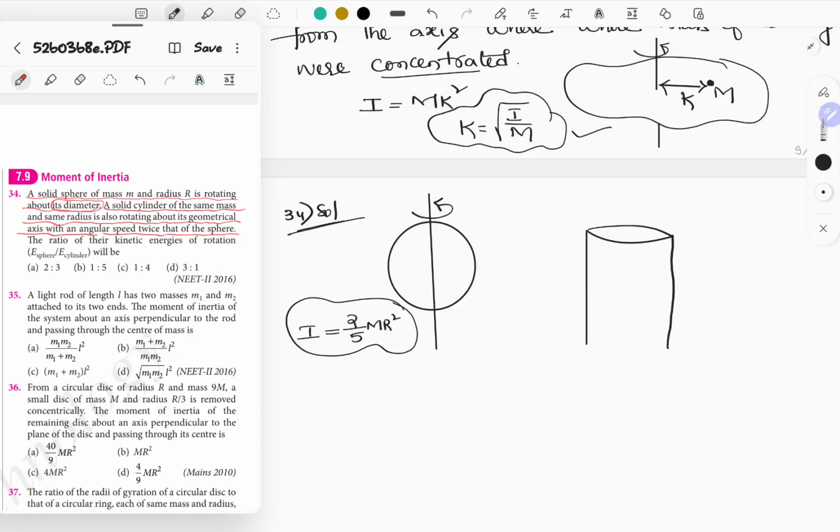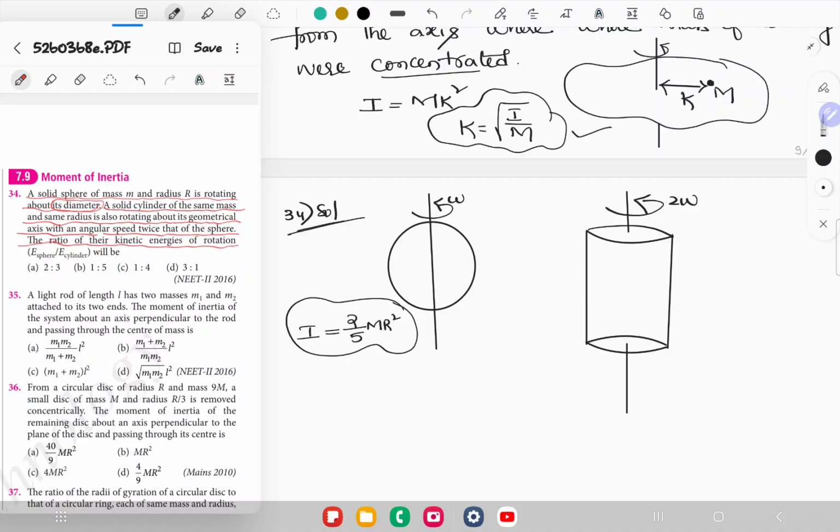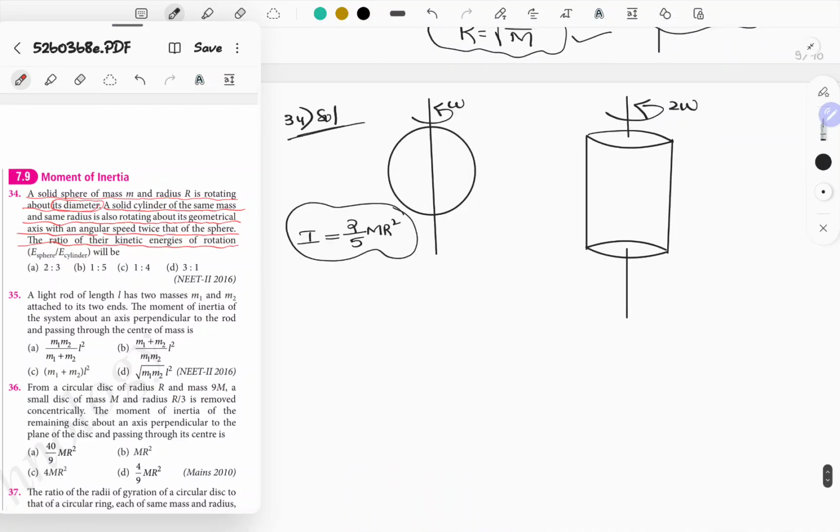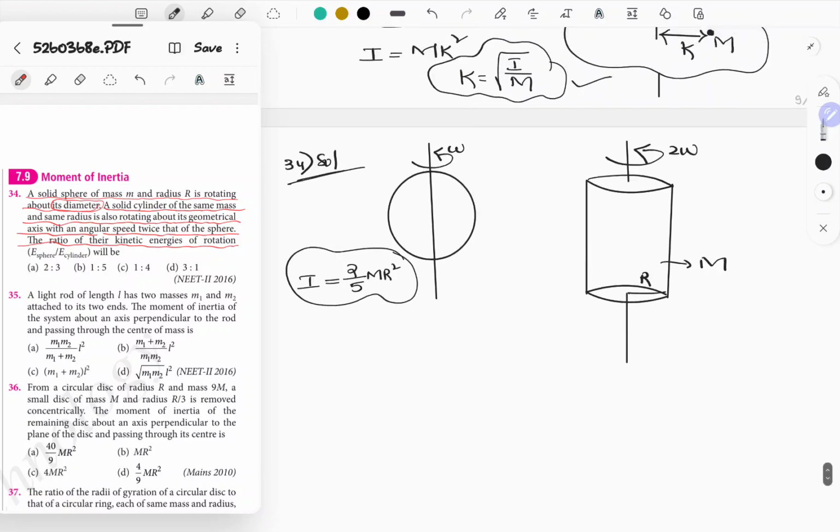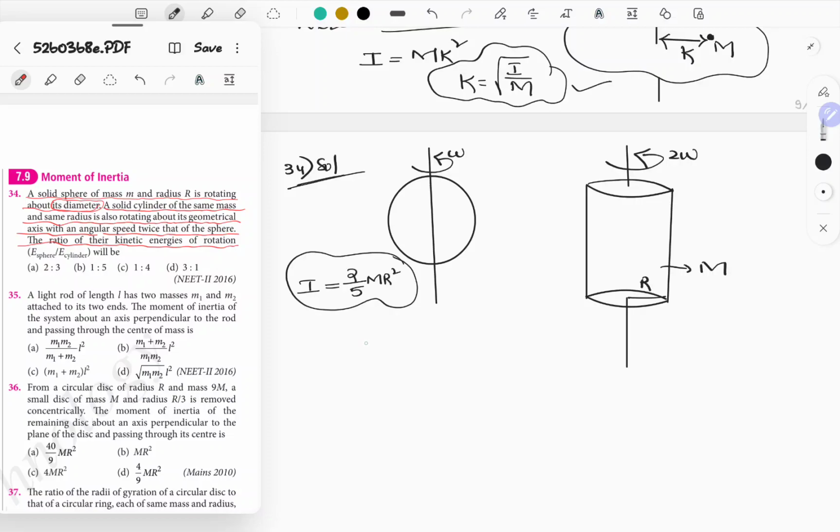So the solid cylinder is rotating about its geometrical axis, which is nothing but about its axis. I've already told you the meaning of about its axis. This is how it is rotating. The angular speed of the solid cylinder is 2 times the angular speed of the solid sphere. That is what they have given. They're asking the ratio of their kinetic energies of rotation. Super. So the radius of these two objects is the same, and the mass m is also the same. What is the rotational kinetic energy formula of these two objects?